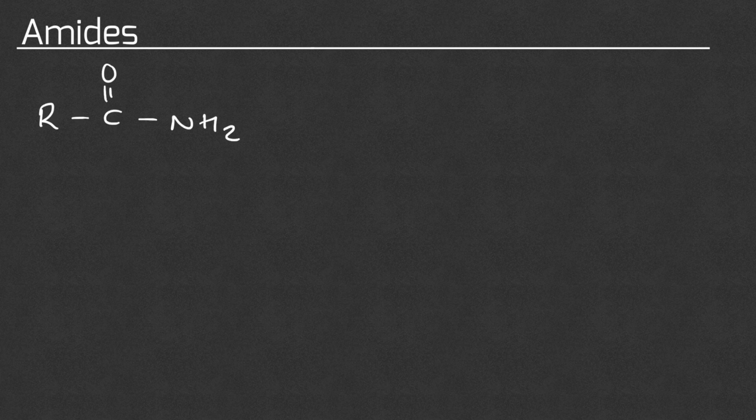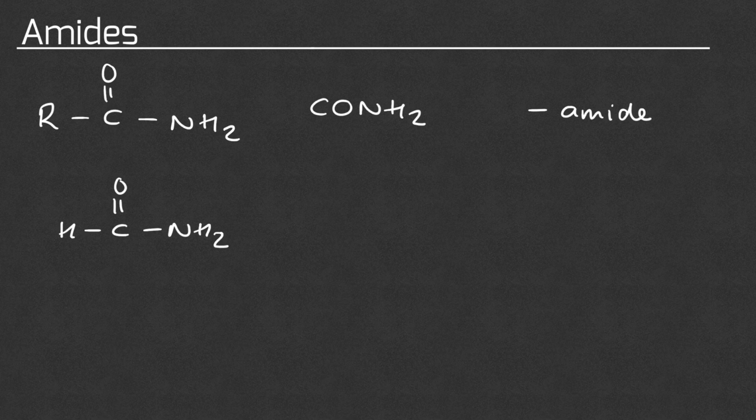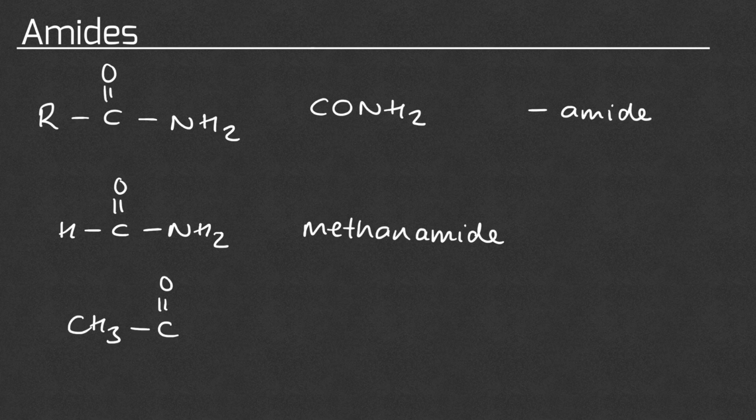An amide has the functional group of a carbon with a double bonded oxygen and an NH2 group attached. So we can shorten the functional group as CONH2. When naming an amide, the suffix amide is used. So for example, this amide has got 1 carbon in the chain, so its name would be methanamide. This amide has got 2 carbons in its chain, so its name would be ethanamide.